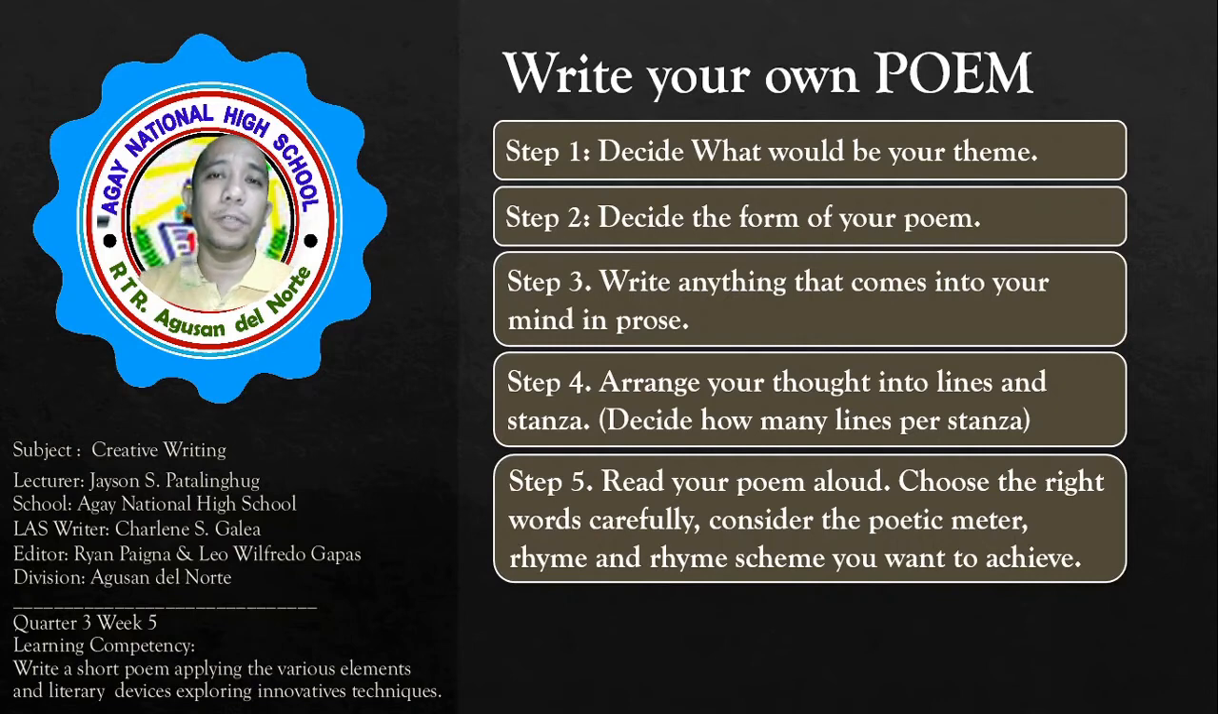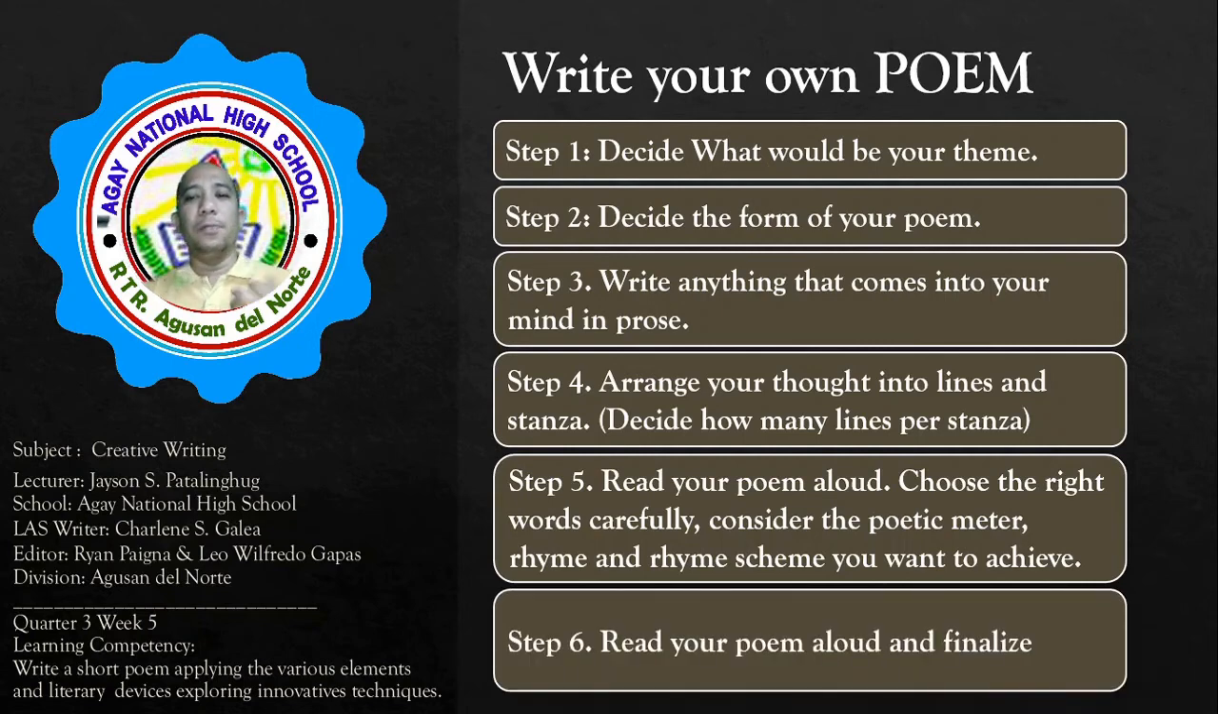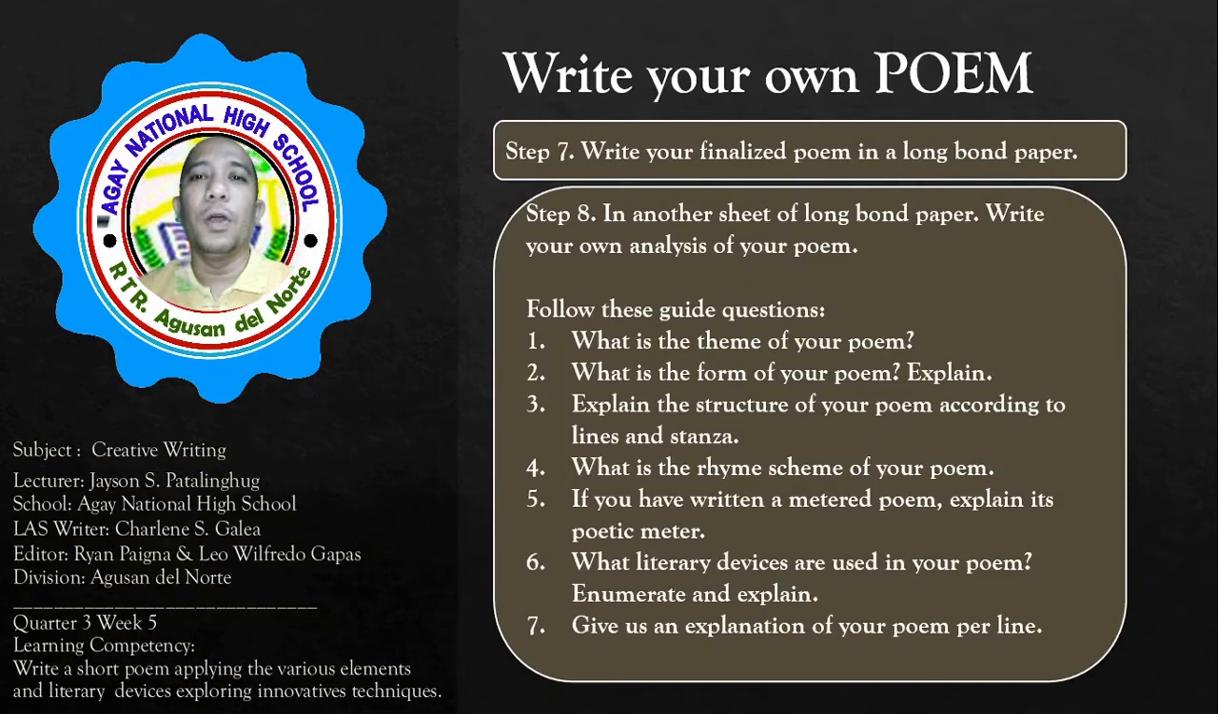And you also might want to consider poetic meter. Okay, so it is up to you how you're going to decide what kind of poem you would like to achieve. Number 6, read your poem aloud and finalize. If you think your poem is already good in your hearing and you can feel the emotion, then you can finalize it. Decide if you are already contented with your poem or if you still want to revise it. It's all up to you. Once you have finalized your poem, write it on a long bond paper.